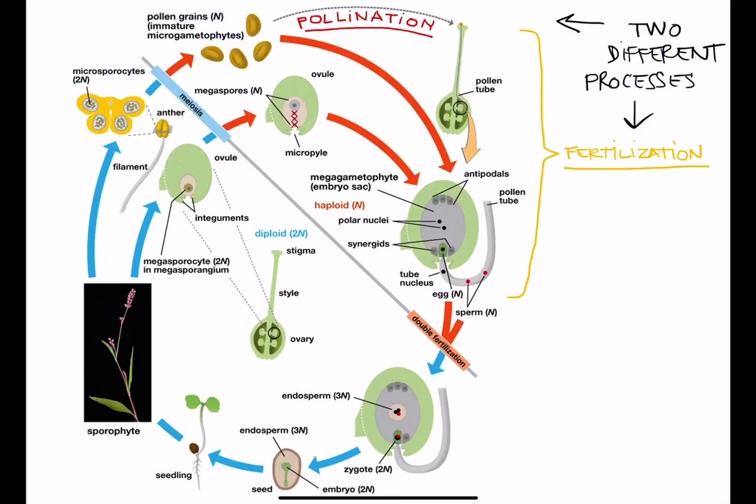We've got 2 processes that happen separately in the angiosperms: pollination, and then fertilization. Pollination is when pollen grains find their way from an anther to a stigma up there. Fertilization is the same thing that we've talked about: a sperm cell and an egg cell fuse and form a zygote. And pollination and fertilization won't happen at the exact same time.